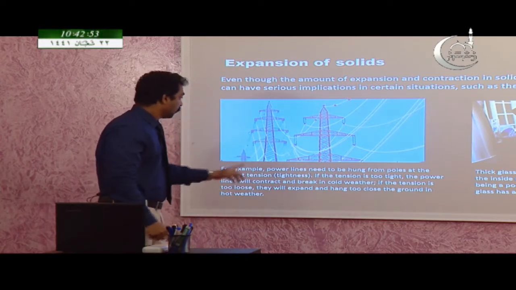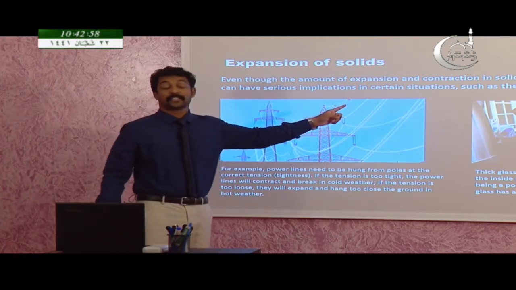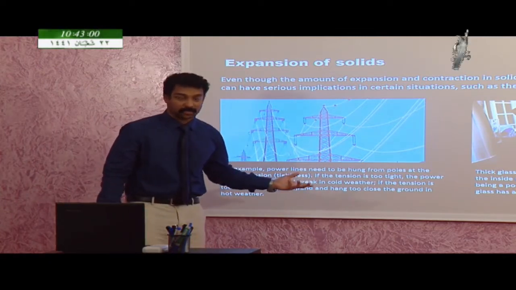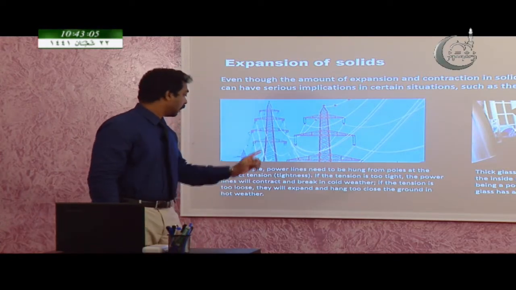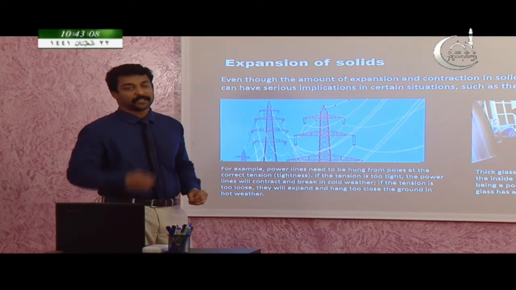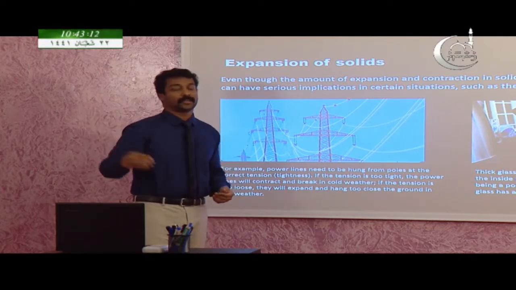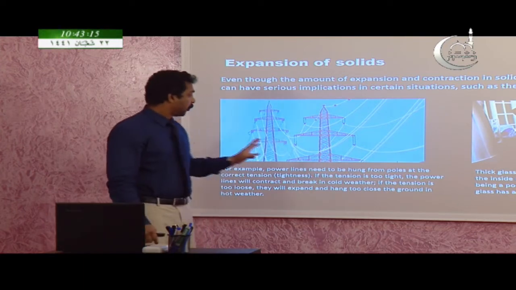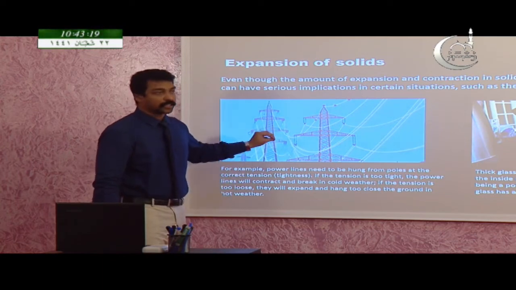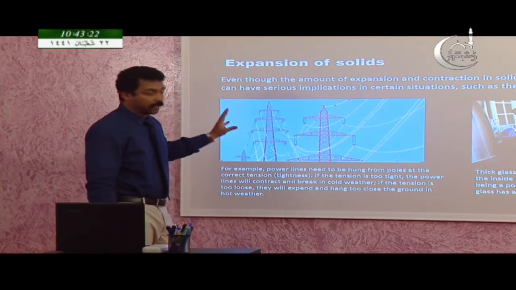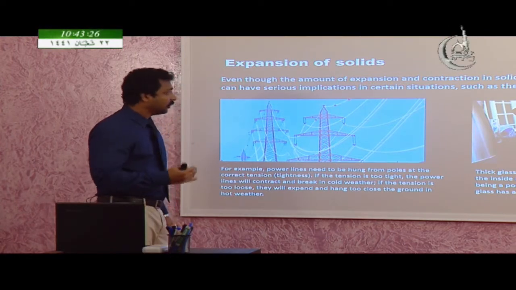The second case, what happens? If the tension is too loose and it is sagged too much, the wire is too loose, then again a problem comes. What is the problem here? They will expand and hang too close to the ground in hot weather. That means when temperature increases, the expansion will be more and it's very close to the ground, so that is also not possible. So it should have proper tension or tightness, then only we can use this. The situation is actually expansion. When temperature or heat increases, they expand, and in cold weather they contract.